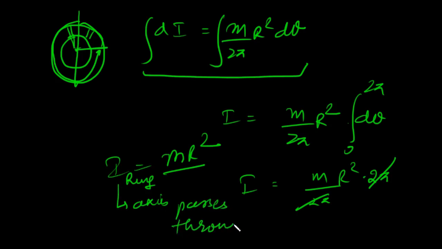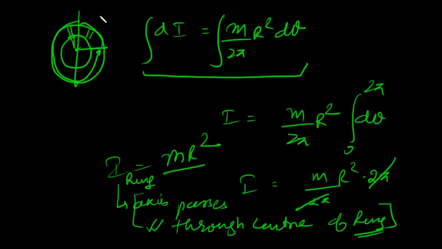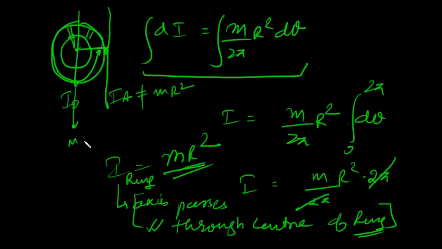Just remember, without the axis everything fails. You will have to see the axis. Don't get confused. If the axis passes through this end, the moment of inertia will not be m r squared. It cannot be m r squared. For this, say this is I_A, this I_A will not be equal to m r squared. This is I_O, this is equal to m r squared.